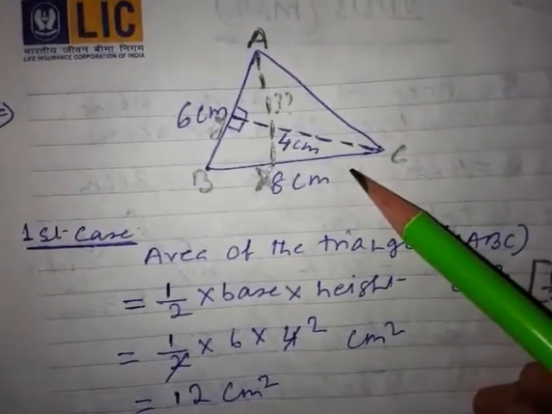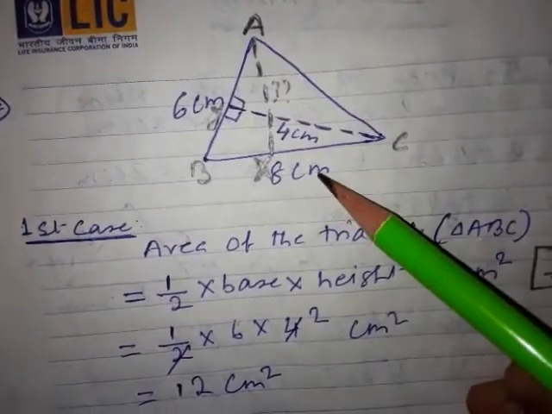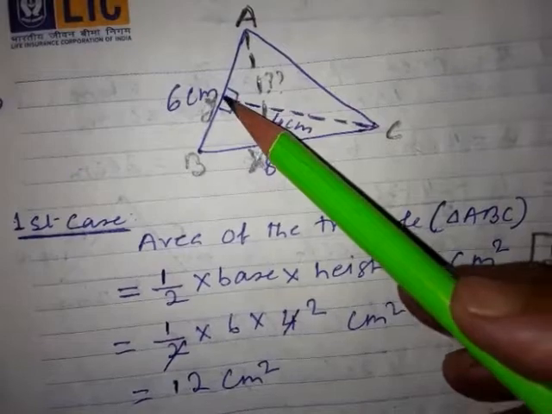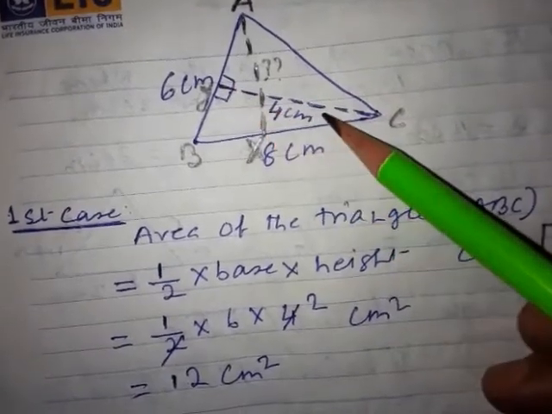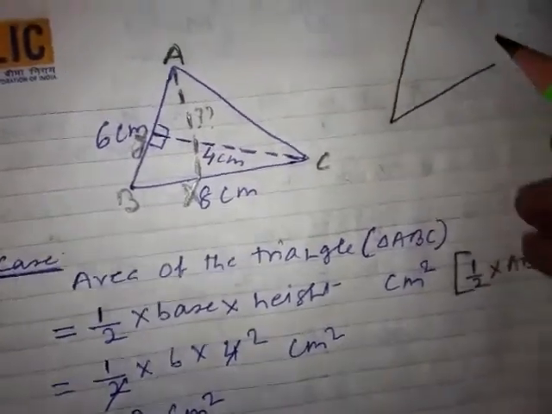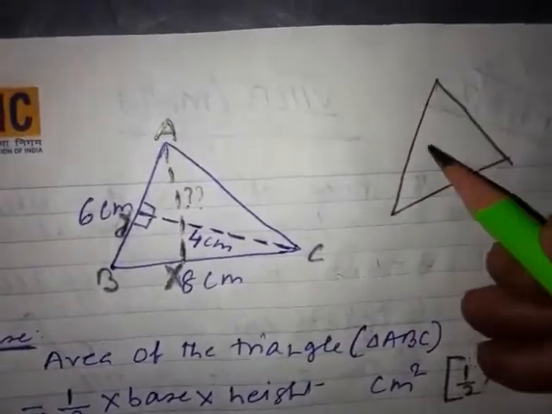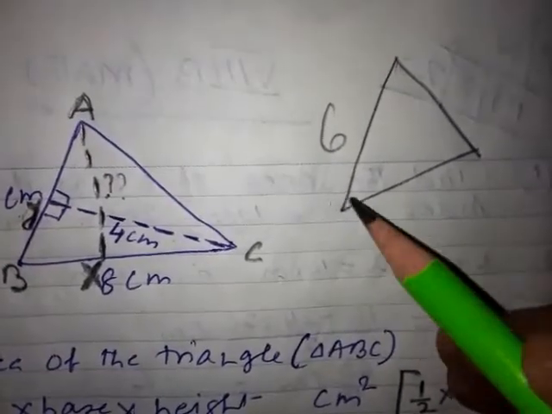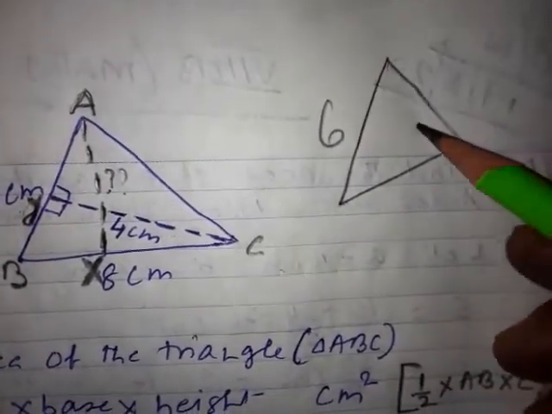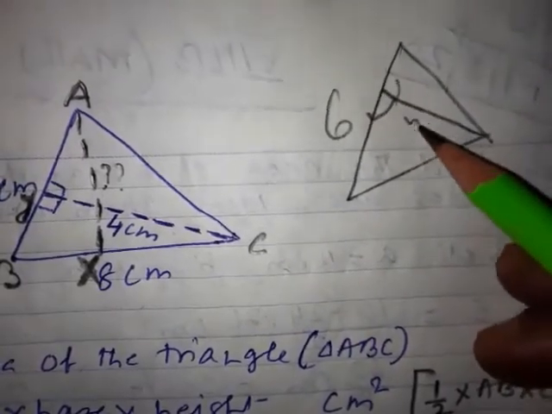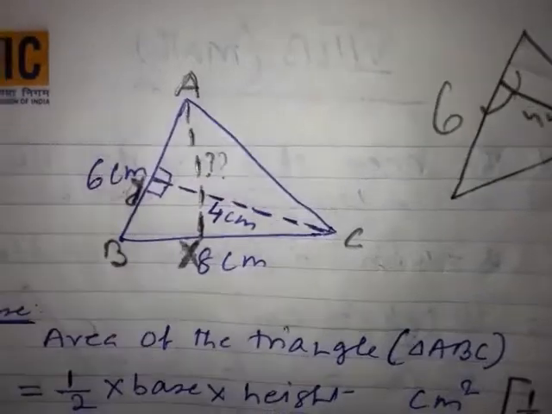Now the question said height on 6 centimeter. That means the distance from this vertex to the 6 centimeter side is given as 4 centimeter. Understood? Suppose this is a triangle. Once more I am going to show you here. Now this is 6 centimeter. They said height on 6 centimeter, this is the height. If you draw a straight line, this is 90 degree, this is 90 degree. This, they said, is 4 centimeter.